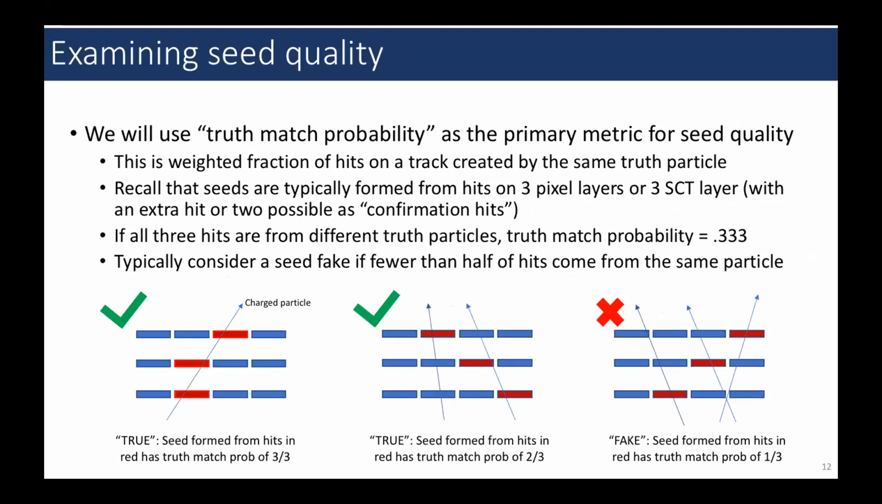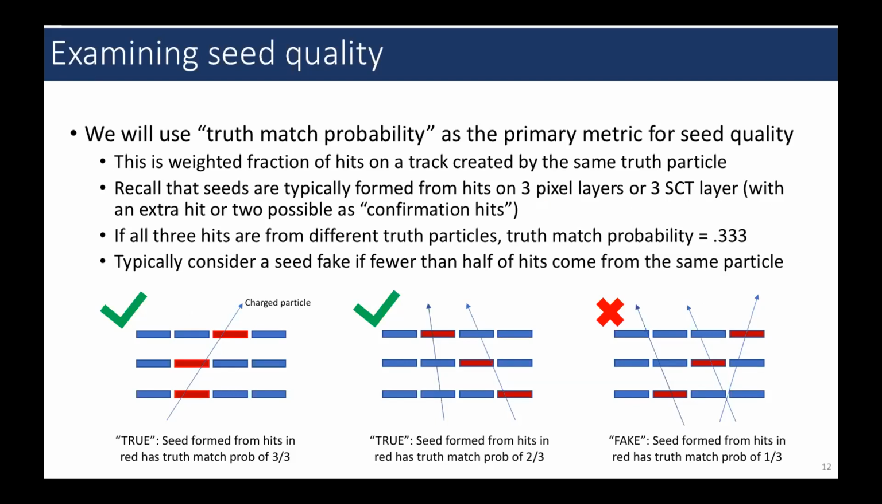quality is quote unquote truth match probability. This is basically a weighted fraction of hits on a track created by the same truth particle. So remembering that seeds are typically formed from hits on 3 layers, if all 3 of the hits are from different truth particles, that means the truth match probability is going to be 1/3. It's a truly random seed. So typically we would consider a seed fake if fewer than half of the hits come from the same particle.